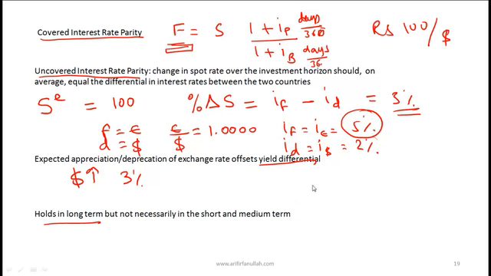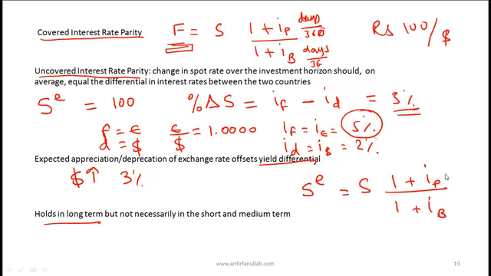Another relationship that I want to share over here, that's not given explicitly in the curriculum, but you will need it when you solve problems later, is that you can write the uncovered interest rate parity relationship like this. The expected spot rate is equal to the current spot rate times 1 plus interest rate in the price currency divided by 1 plus interest rate in the base currency.